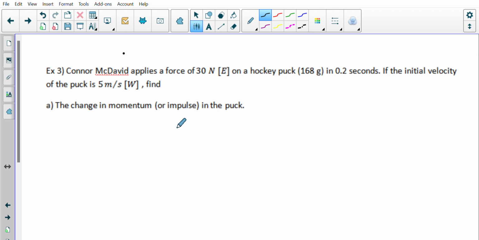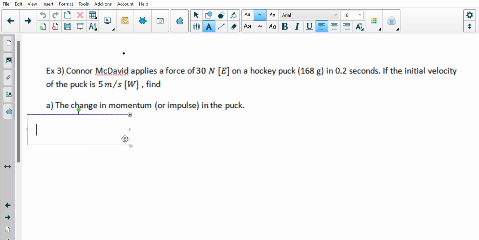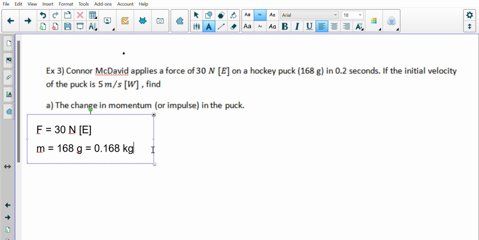Again, I'm going to write down some things that we have here that will help us out. The problem says he applies a force, so we know the force is 30 newtons east. The hockey puck has a mass of 168 grams. Now that is not in our standard units, and to get grams into kilograms, you have to divide by 1,000. So 168 divided by 1,000, I get 0.168 kilograms. Got to be in our standard units there.